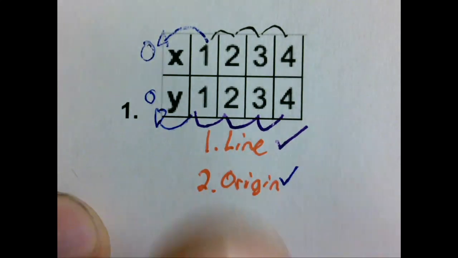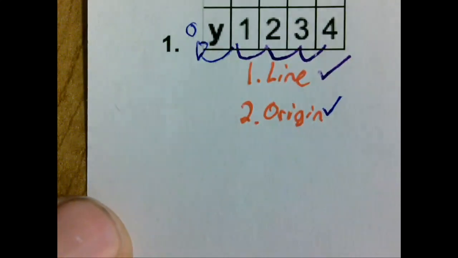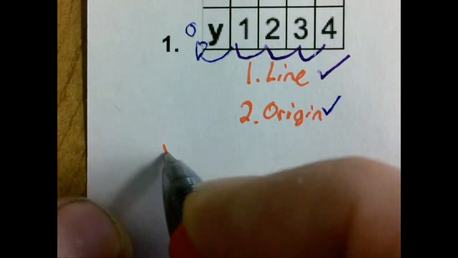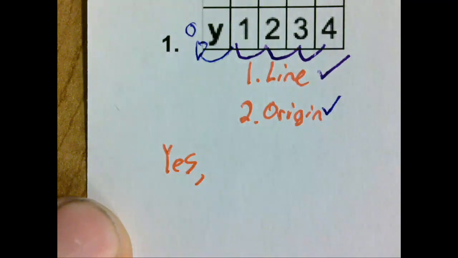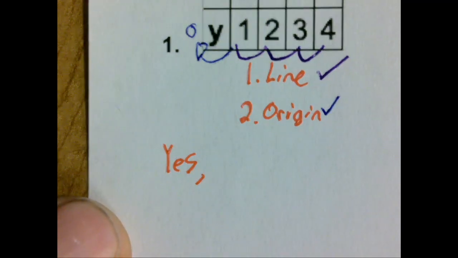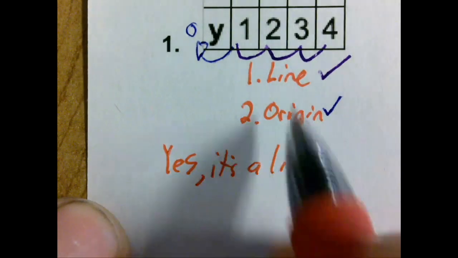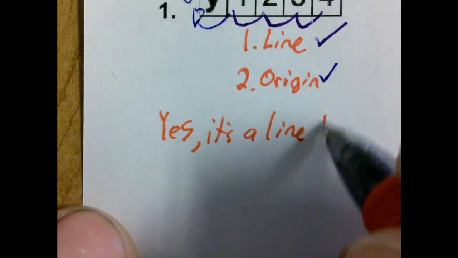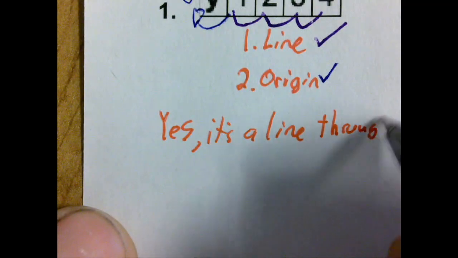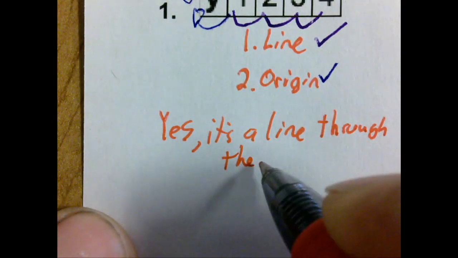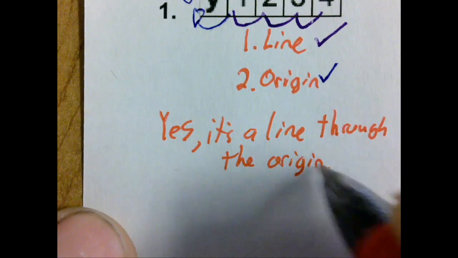So before we go and answer the puzzle worksheet as it is designed by the book, let's answer it the way I want us to do it. So, is it a direct variation? Yes, and justify your answer. It's a line, that's number 1, that goes through the origin. That's number 2.